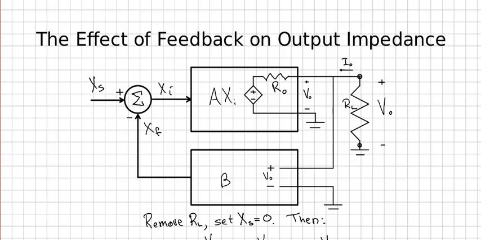Let's examine the effect of feedback on output impedance for an amplifier. Shown in the diagram here, we have a voltage type output amplifier. In other words, it's outputting voltage. And we've connected the standard voltage sampling setup to that amplifier. Notice that the beta network here is ideal in that the input resistance of the beta network is infinite.